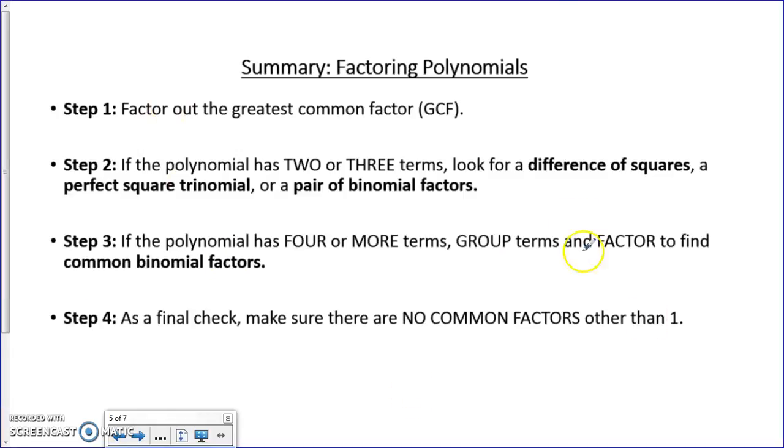So here's a summary of how we're factoring polynomials. You're going to want to have this checklist because eventually you're going to get to problems, especially in this lesson, where we're just going to say factor.